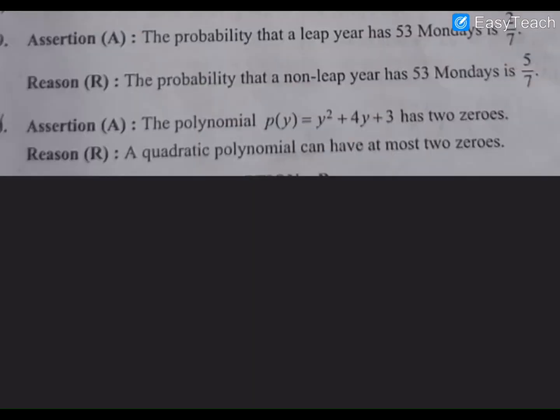So in the next, the probability that a leap year has 53 Mondays is 2 by 7. This is correct. Assertion is correct. The probability that a non-leap year has 53 Mondays is 5 by 7. Reason is false. So for the 19th one, A is true and R is false. So C is the correct option.